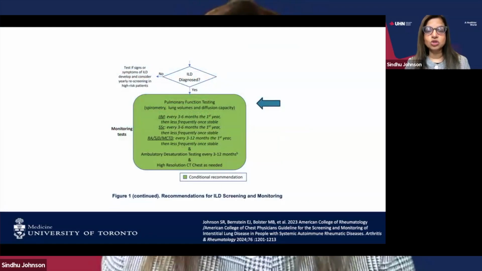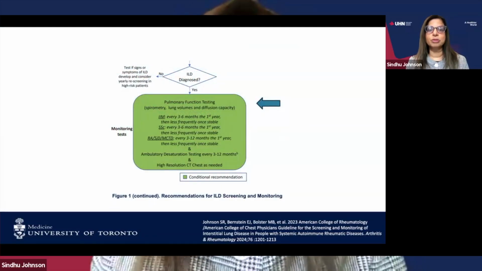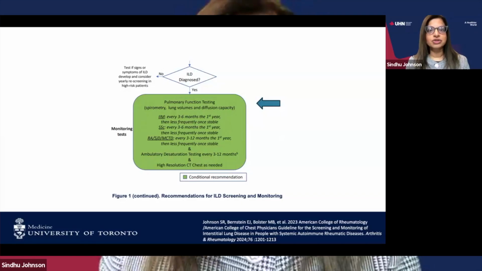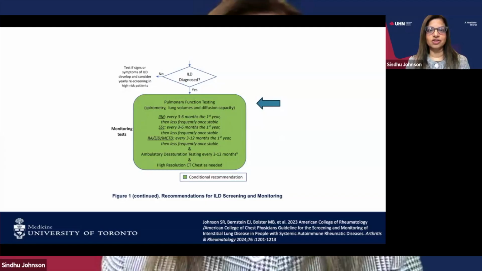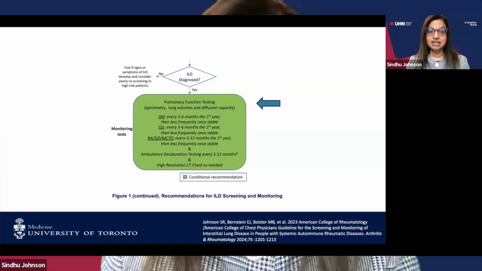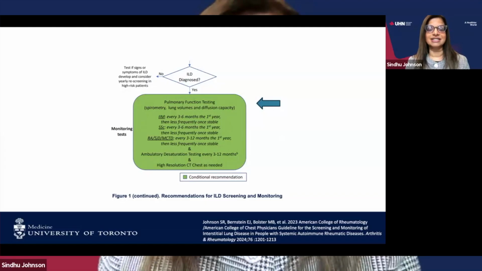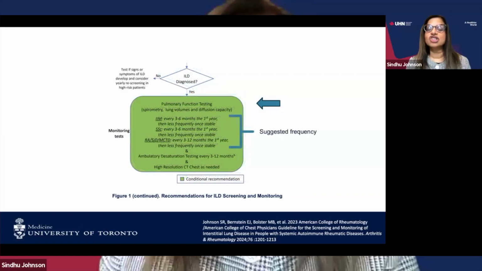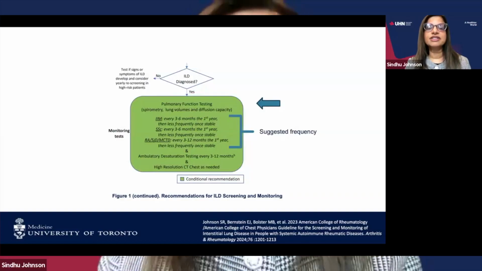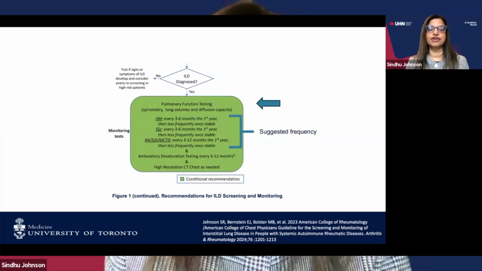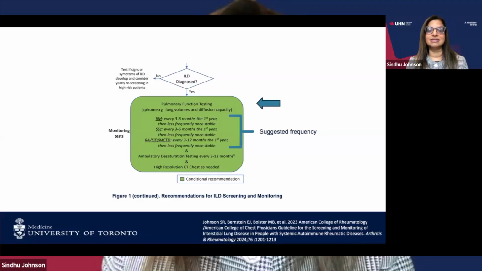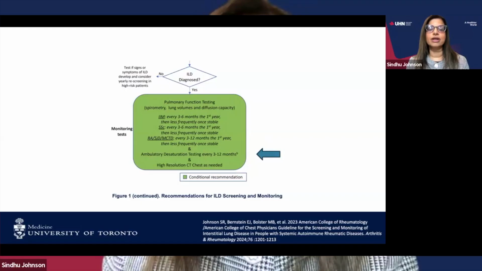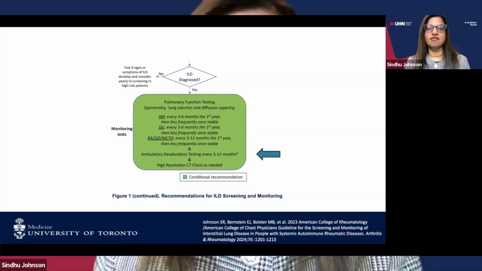Once a patient has been diagnosed with interstitial lung disease, the next grouping of recommendations relates to monitoring of ILD. The American College of Rheumatology and American College of Chest Physicians guidelines conditionally recommend pulmonary function testing, again with spirometry, lung volumes, and diffusion capacity. It is suggested that in systemic sclerosis, PFTs occur every 3 to 6 months in the first year and then less frequently once stable. The second monitoring test is ambulatory desaturation testing every 3 to 12 months.